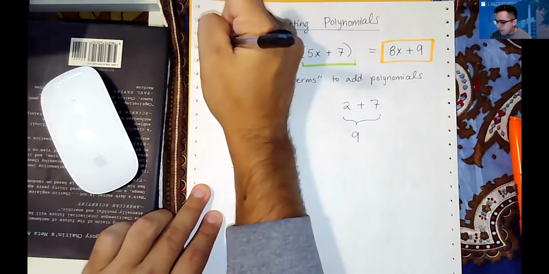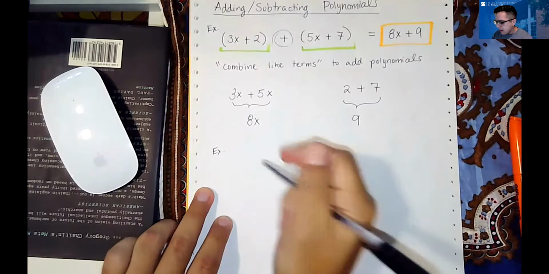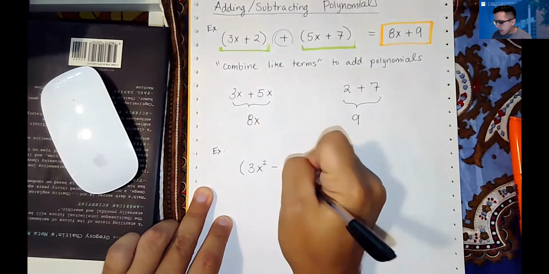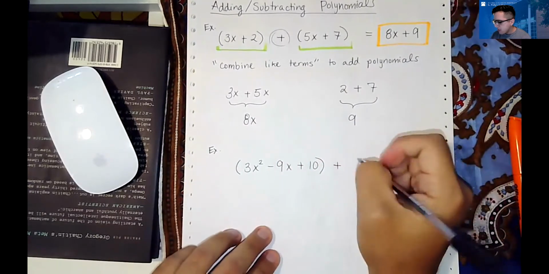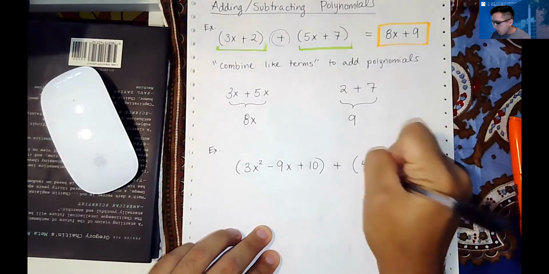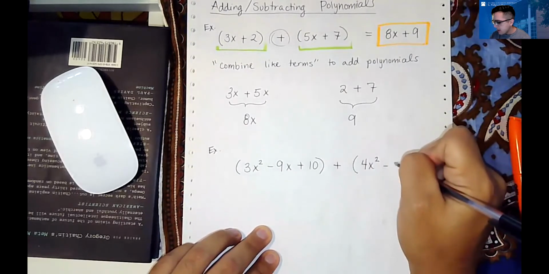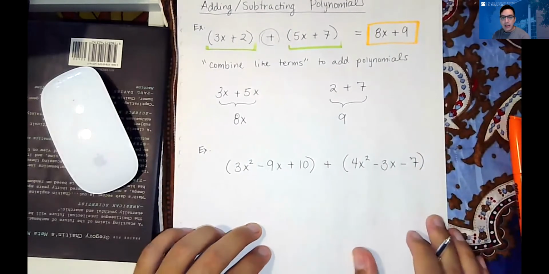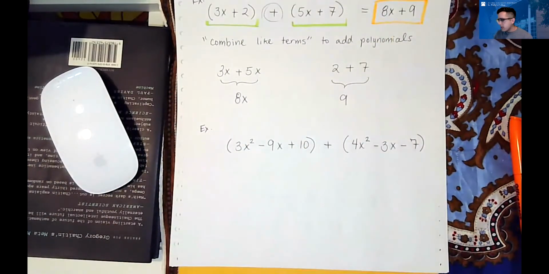Okay. Another example might be something like, let's do 3x squared minus 9x plus 10. I'm going to add this to another polynomial, like 4x to the second minus 3x minus 7. Okay. So can anybody tell me what I should get when I add these 2 polynomials together?